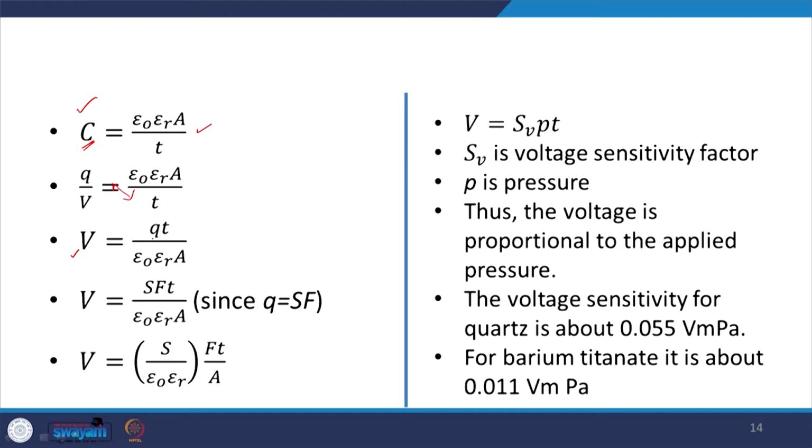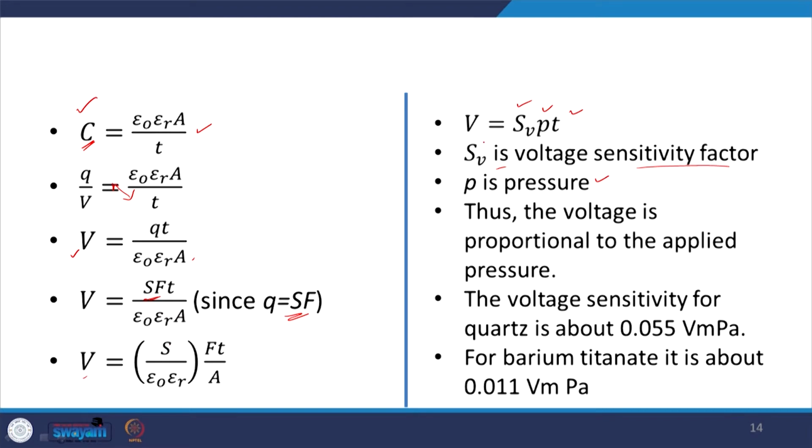So, we have V is equal to Qt by epsilon 0 epsilon r A, and this Q I can now substitute as SF. Okay. So what basically we see is that if I put S epsilon 0 epsilon r together and write this as SV, and my F by A is basically pressure, and t. So here SV is the voltage sensitivity factor, and you can see P is the pressure.